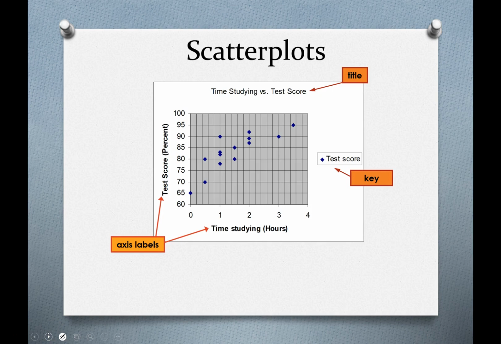You need to be able to label your axes. For example, your x-axis here is labeled as Time Studying, and your y-axis is labeled as the test scores.